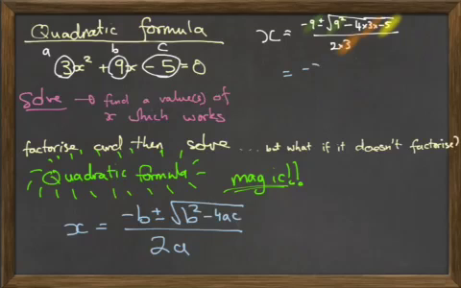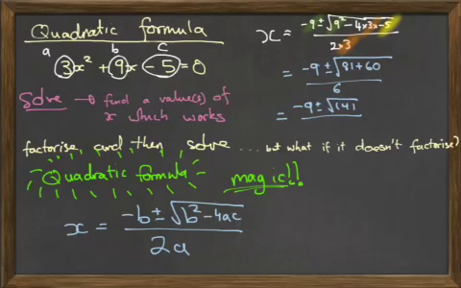I can simplify the stuff under the square root sign, so it's 81 minus 60. Check you agree with that. Minus 4 times 3 times minus 5. Yep, 60. All over 6. Okay, simplifying the square root again. Minus 9 plus or minus the square root of 141. All over 6.